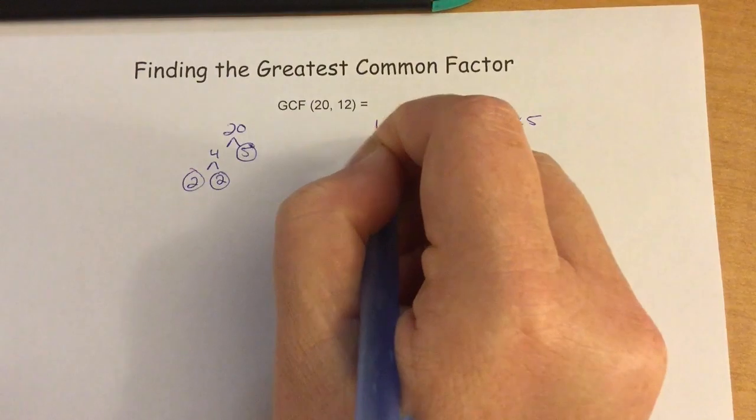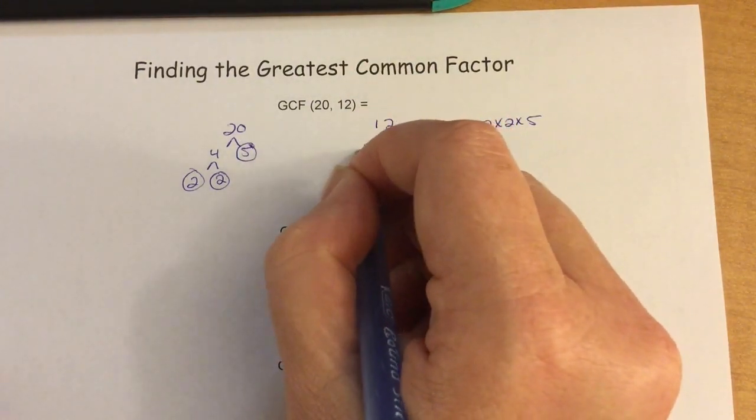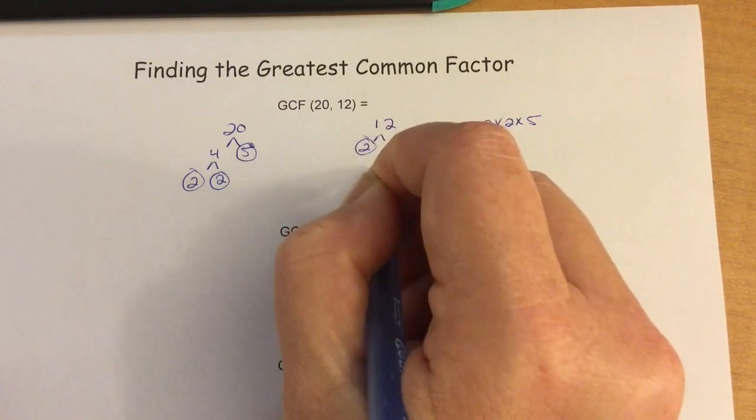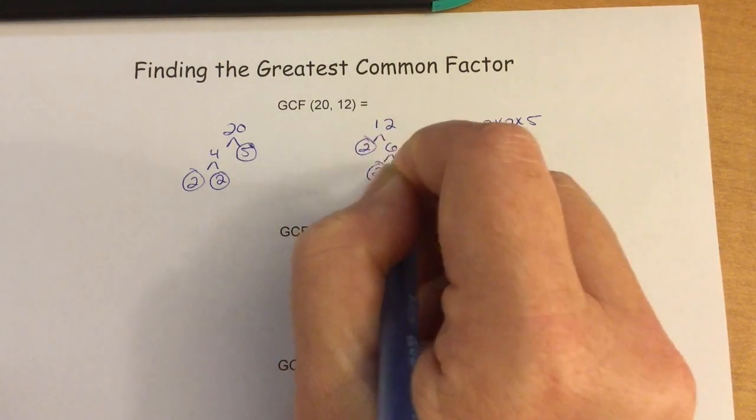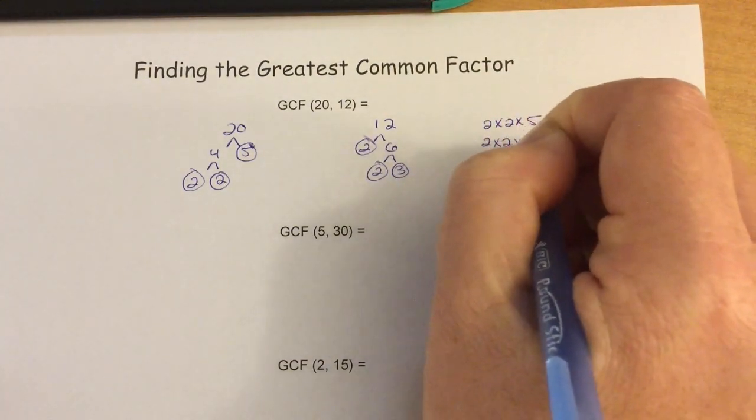So now we do 12, which again, you could do 3 and 4, you could do 2 and 6, it doesn't matter, we'll end up in the same spot. So we'll do 2 times 6. 6 can break down into 2 times 3. So that is 2 times 2 times 3.